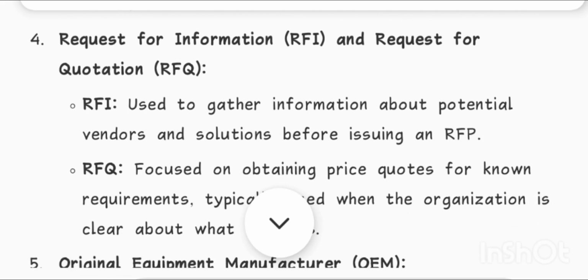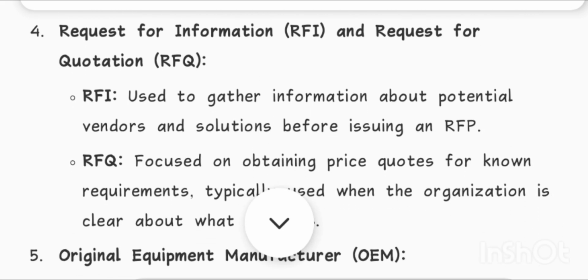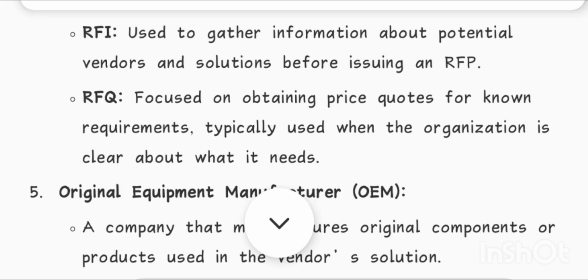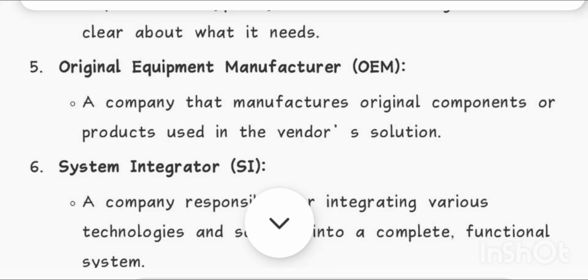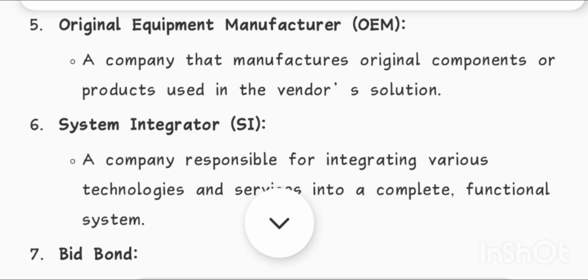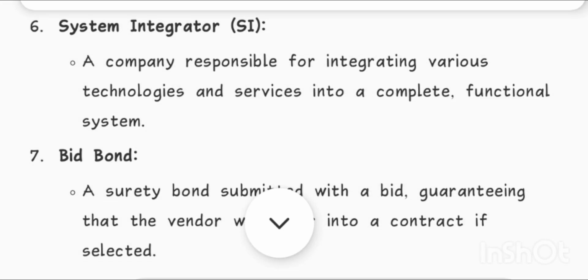4. Request for information, RFI, and request for quotation, RFQ. RFI, used to gather information about potential vendors and solutions before issuing an RFP. RFQ, focused on obtaining price quotes for known requirements, typically used when the organization is clear about what it needs. 5. Original equipment manufacturer, OEM, a company that manufactures original components or products used in the vendor's solution. 6. System integrator, SI, a company responsible for integrating various technologies and services into a complete functional system.